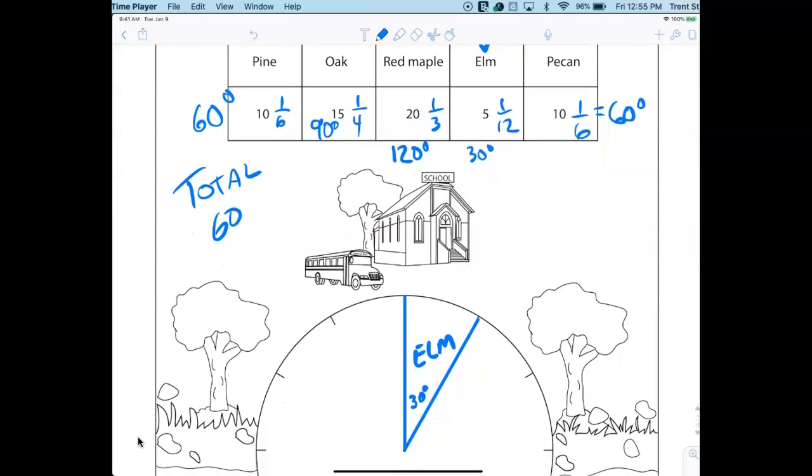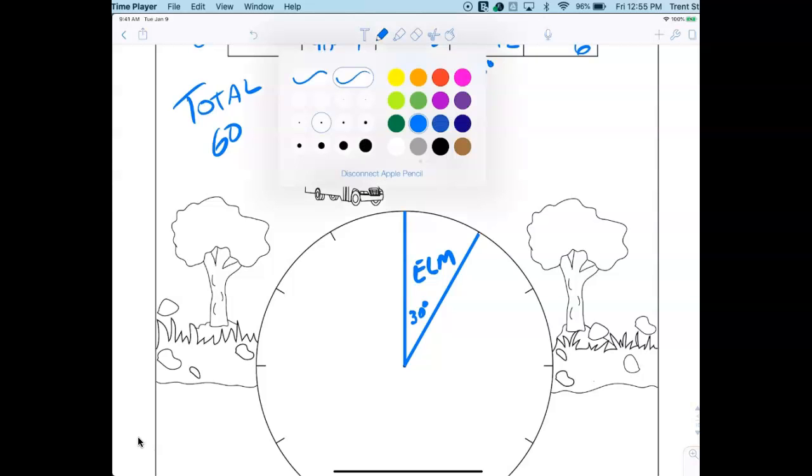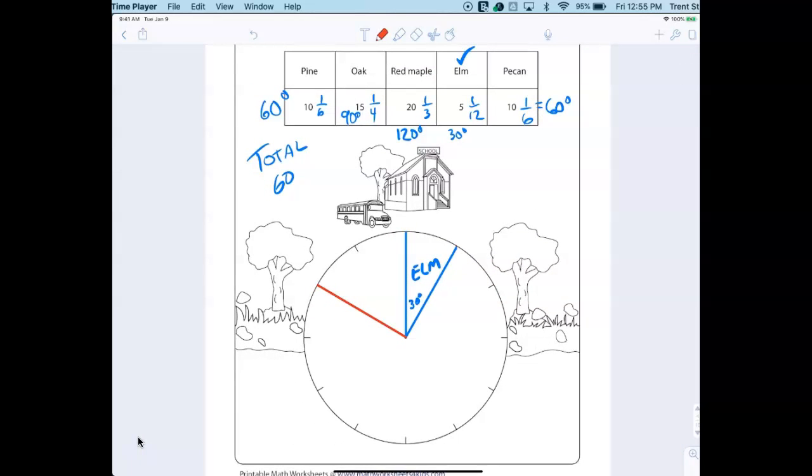So now let's do pine. How much is pine? So how many spaces do I go for pine? 2. Now, again, does it matter how I do it? No, but you've got to start from elm. So you can count 2 down or 2 to the right or 2 to the left. For me, I'm just going to go this direction. What did I say that was? Pine. And I want you to put that was 60 degrees. And then you write in the word pine.